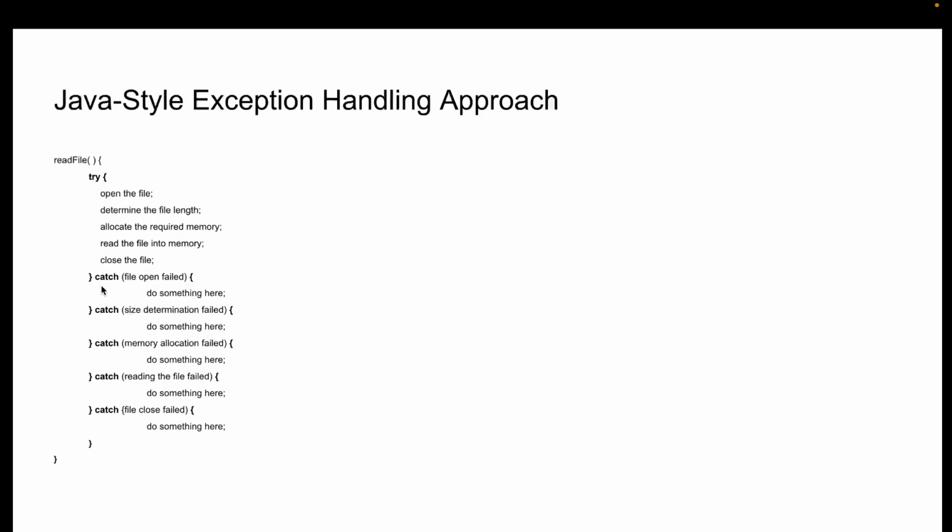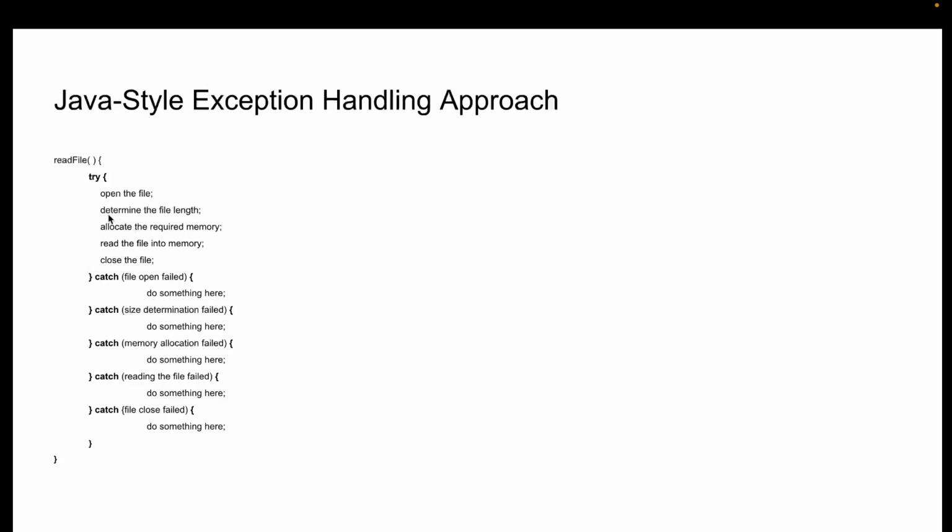Now, if you write a try block, you definitely have to write a catch block. So this is the catch block. There are different types of exception handling scenarios. In the catch block, we are seeing "file open failed". If step 1, opening the file, is successful, you won't get any catch here, like file open failed.